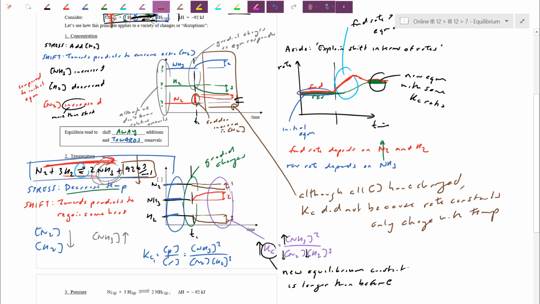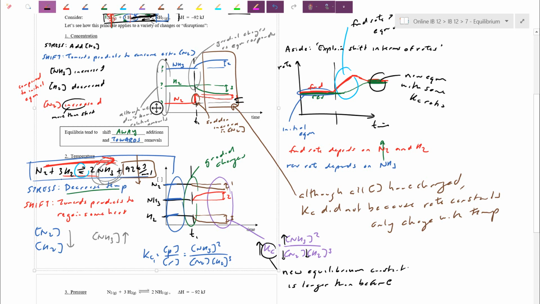The N2 is different, the NH3 is different, but somehow these ones here have changed in such a perfect way that the ratio has stayed preserved. Right? So there's another thing I can poke at the system here. I'm going to do another aside here using that phrasing, explain in terms of rates. How does the system know?